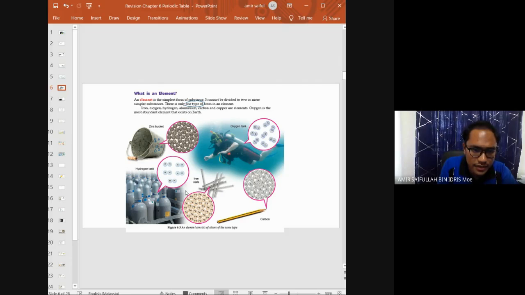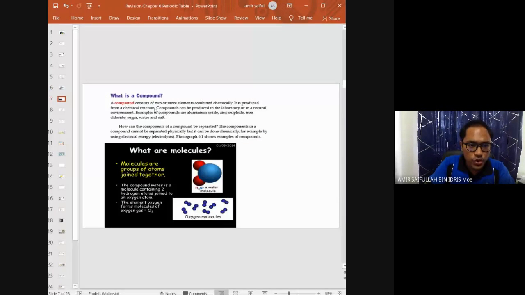So this is the element. This one, in the hydrogen tank inside here, is only the hydrogen gas. So hydrogen only, only has one element. This one also only has one element, only has ferrum or iron. This one only has carbon. No other element, it didn't mix with any other element. So all these are elements. All right. Now what is compound?